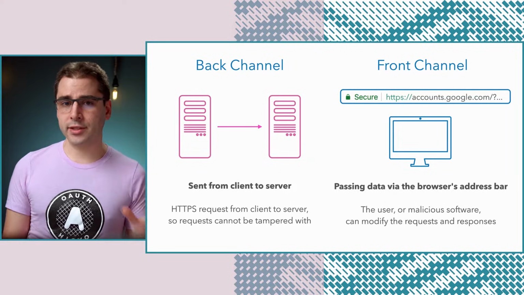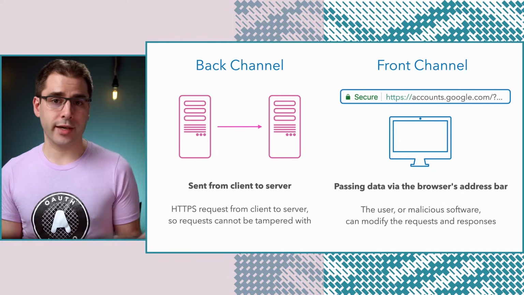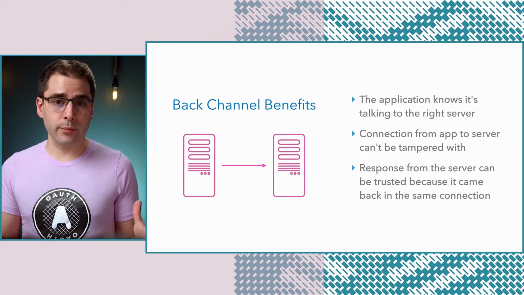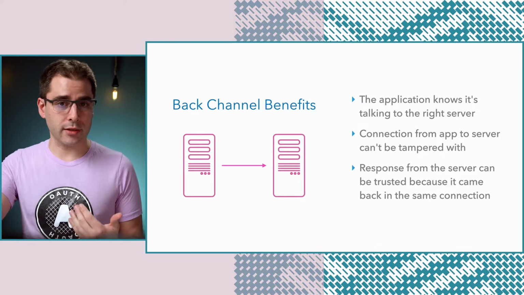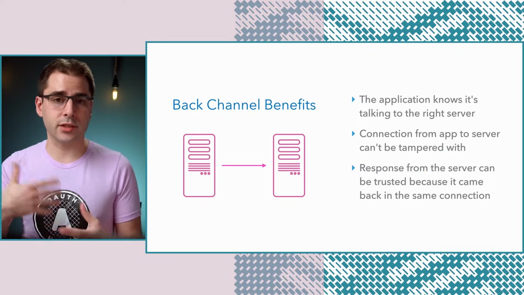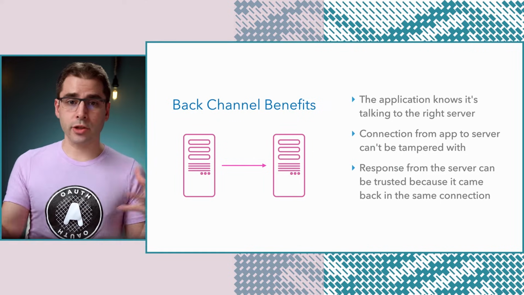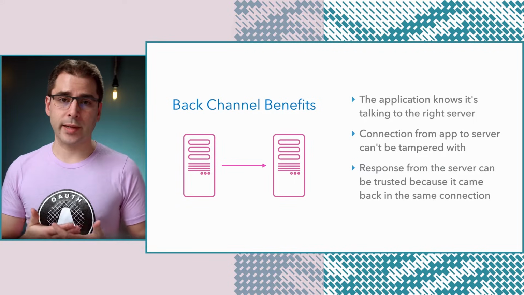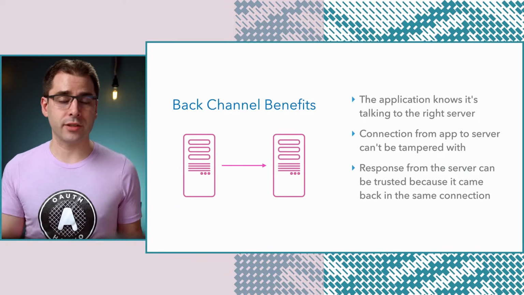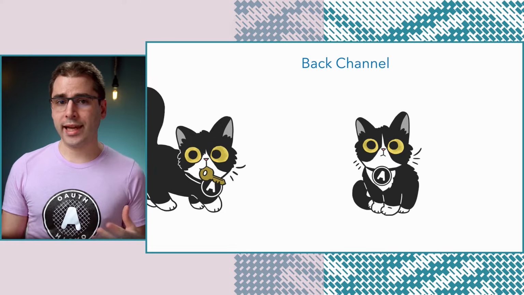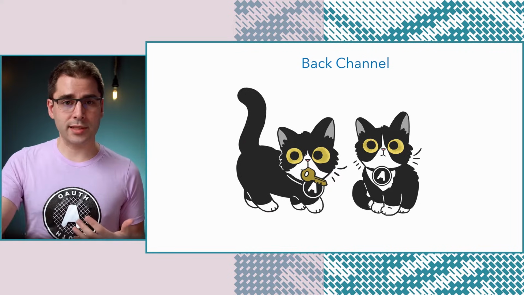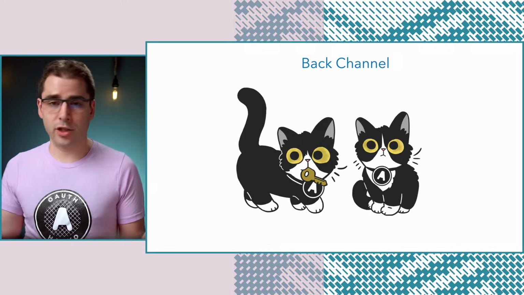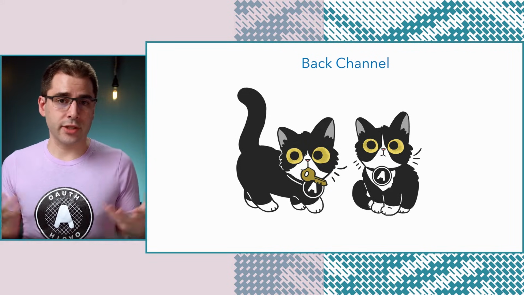There's a whole bunch of benefits to using the back channel, so many that we often take it for granted because that's the sort of default way we send data in web systems. For example, by using the back channel, the application knows it's talking to the right server because we have HTTPS and certificate validation. That connection is then encrypted, which means we know that the data can't be modified in transit, and the response that comes back can be trusted because it's again part of the same connection. I like to think of the back channel as hand delivering a message, where you can walk up to somebody, give them a thing, you can see who they are, you can see that they took the message, you can see that nobody came in and stole it. It's generally considered a secure transaction.